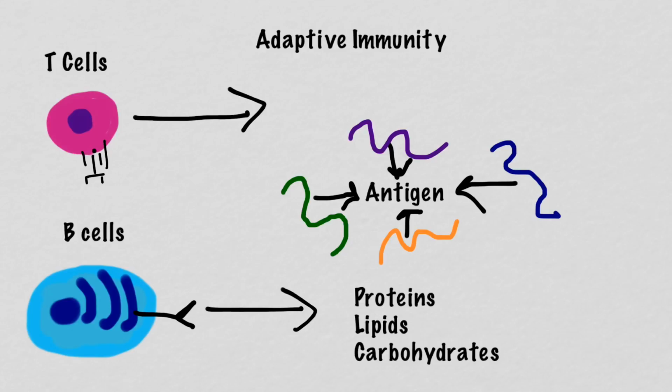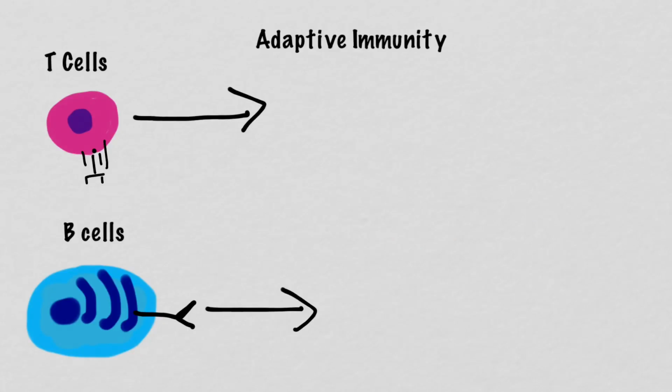B cells can recognize proteins, lipids, or carbohydrates. T cells, on the other hand, can recognize only proteins, so really only peptides. And these are the macromolecules that the antigens are derived from. So your T cells are peptide antigens, whereas your B cells could be peptides or lipid-derived or carbohydrate-derived.